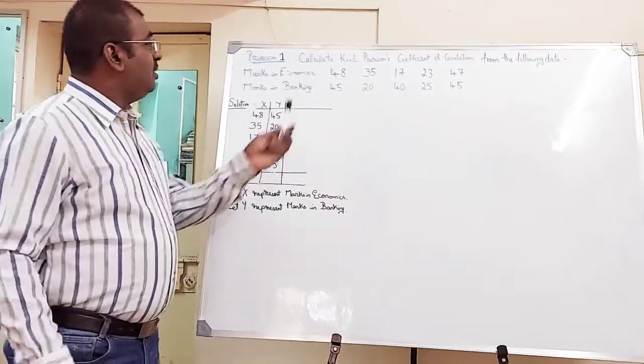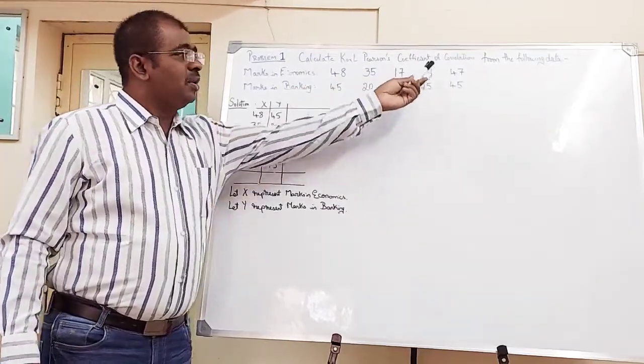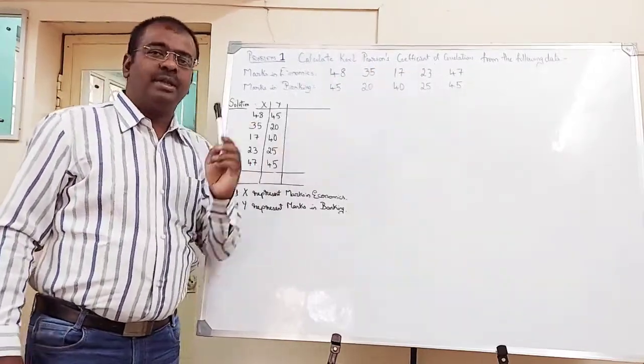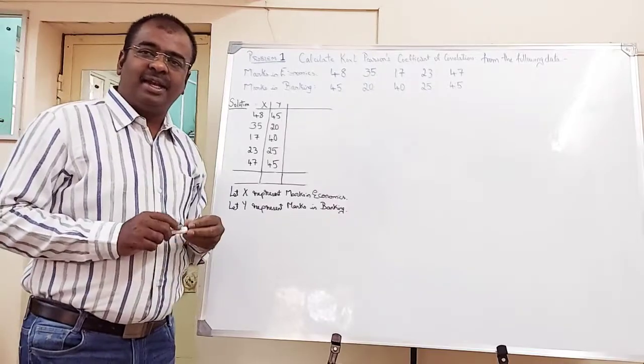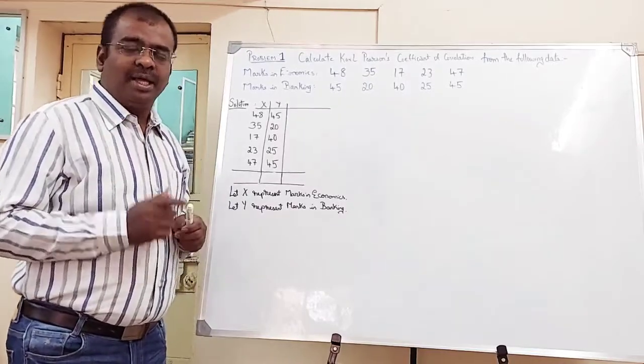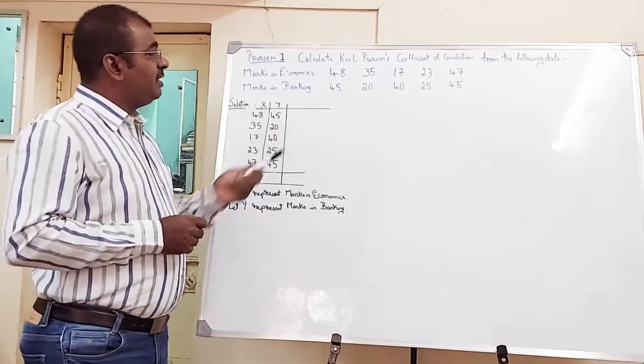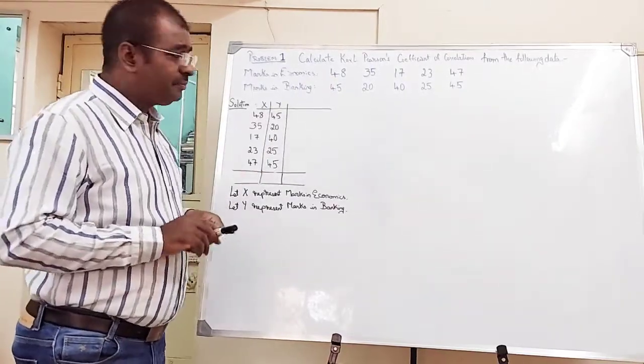Good morning everyone. Today let us try to solve problems on Karl Pearson's coefficient of correlation. Now under Karl Pearson's coefficient of correlation, we can solve the problems using either actual mean or assumed mean. So let us look at the first method, that is solving the problem through actual mean.